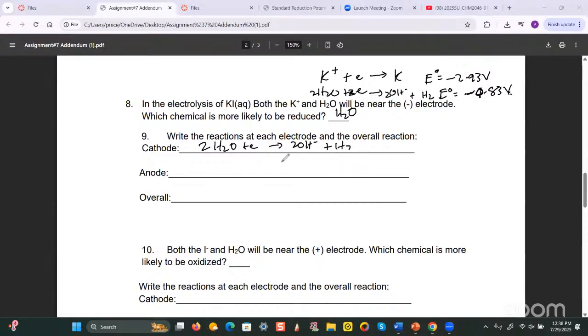And the anode reaction is the same reaction, which is 4H2O to give 4H plus, 2O2 plus 4 electrons. And you do the same thing, multiply the first one by 2 and then add them up, and you're going to get 2H2O to give 2H2 plus O2. And that's it. All right? So the result would be the same in the case of the electrolysis of potassium.